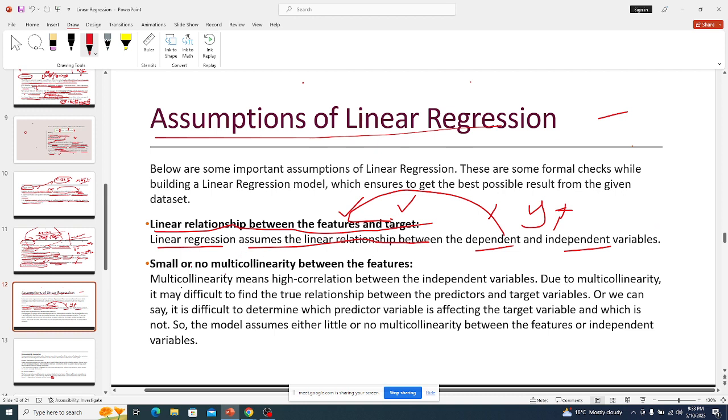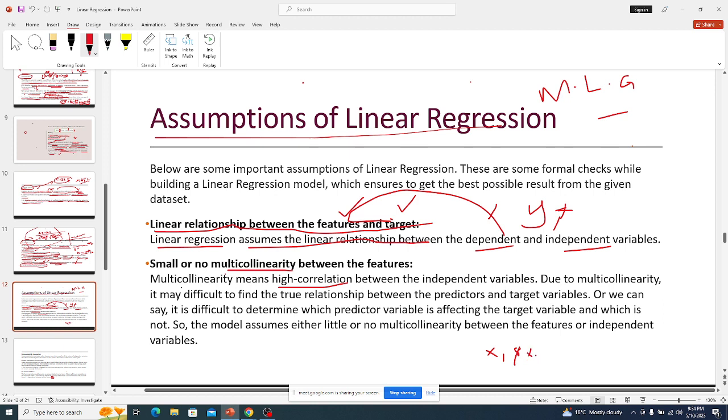And then we have, we should have small or no multicollinearity, majorly when we are dealing with multiple linear regression. We should not have high correlation. Basically, multicollinearity means we should not have high correlation between one independent variable and the other.